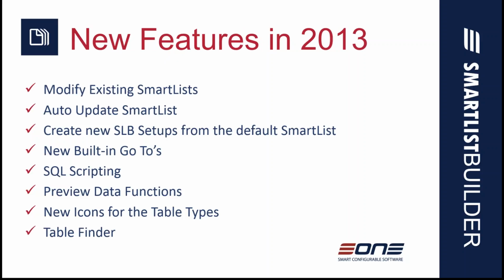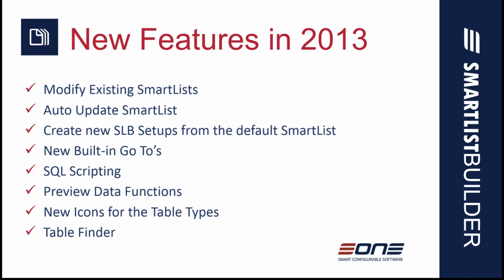Okay, so some of you I know are using SmartList Builder already, so you kind of know what I've already talked about. I just wanted to quickly go through the new features and highlight a couple here. In 2013, we added the ability to modify your existing smart lists. Another big one there is that you can create new ones from the default smart list. So you can either modify the default or create a new one based on the default. We added built-in go-tos, which takes all of the go-tos that are on the current default smart list and builds them into SmartList Builder so you can pick any of those and don't have to build your own. We talked about the SQL scripting as a table type that was added in 2013.